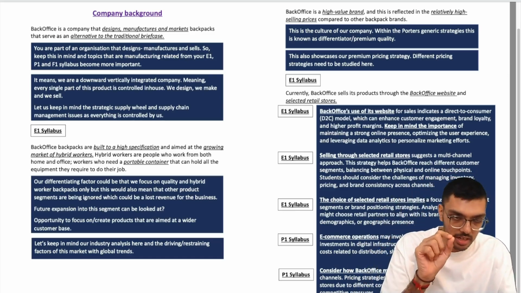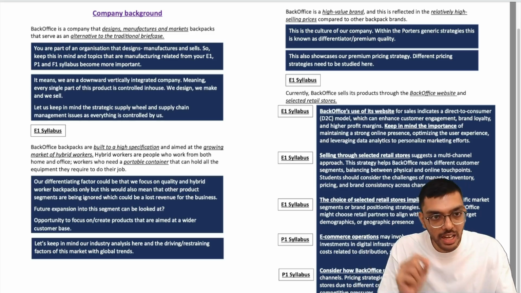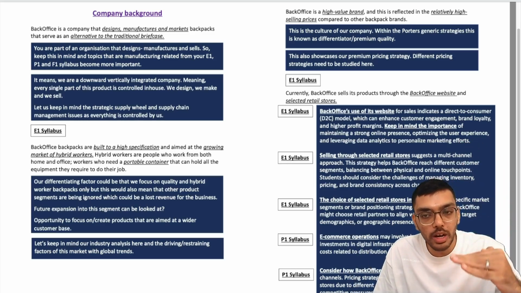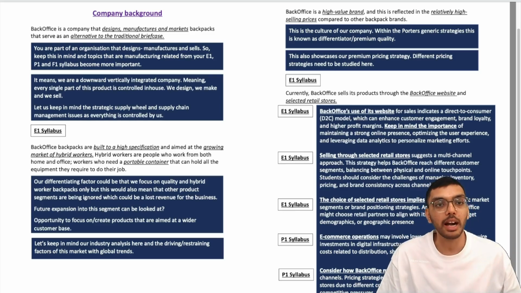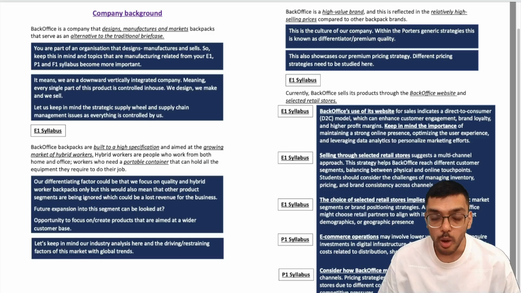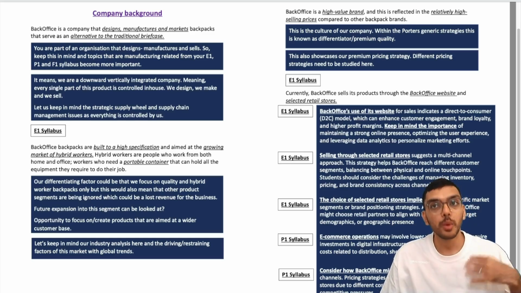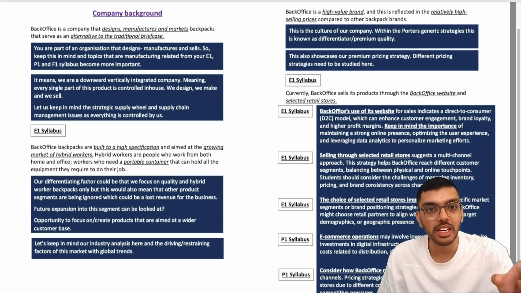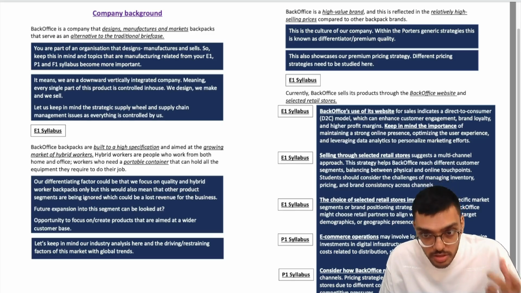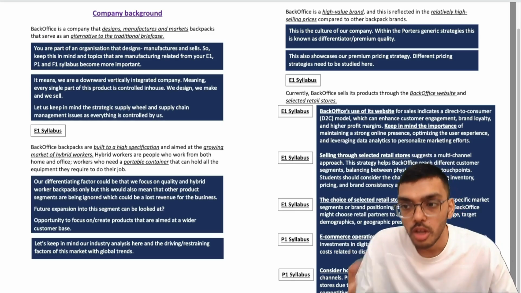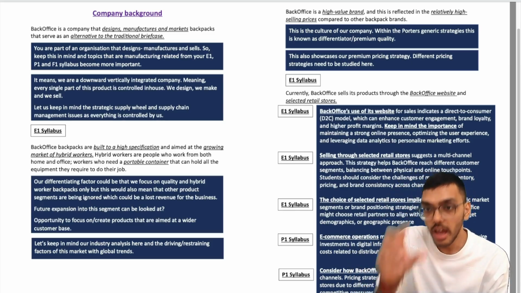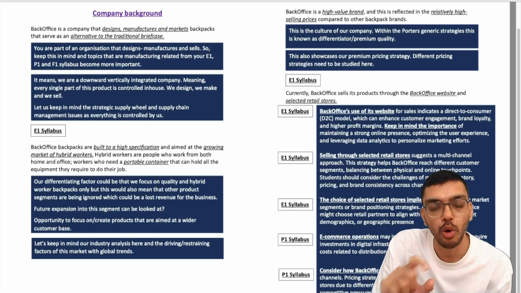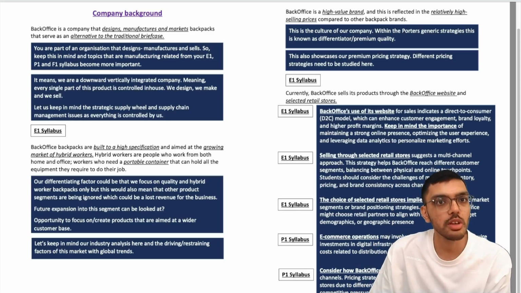Now, because we design, then we manufacture, then we sell, it means we are a downward vertically integrated company, because every single part of this business is controlled in-house. We design, we make, we sell. We have control over the entire process. This is a good business position to be in because you can decide every single flow of your product. So some important information for us to be aware of.